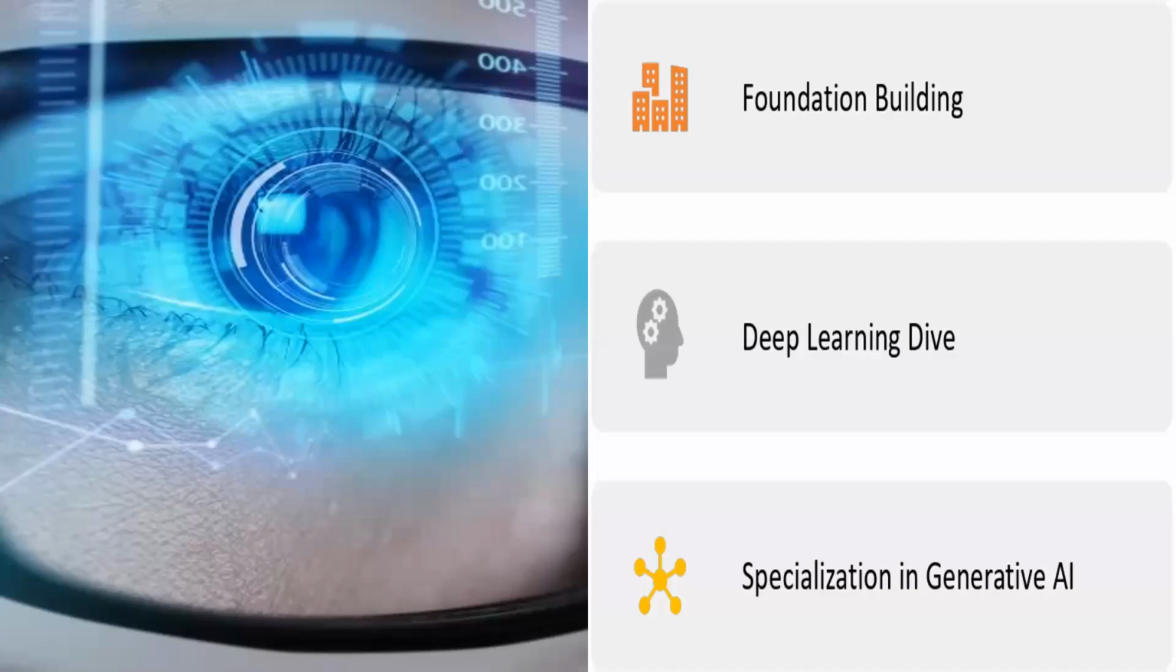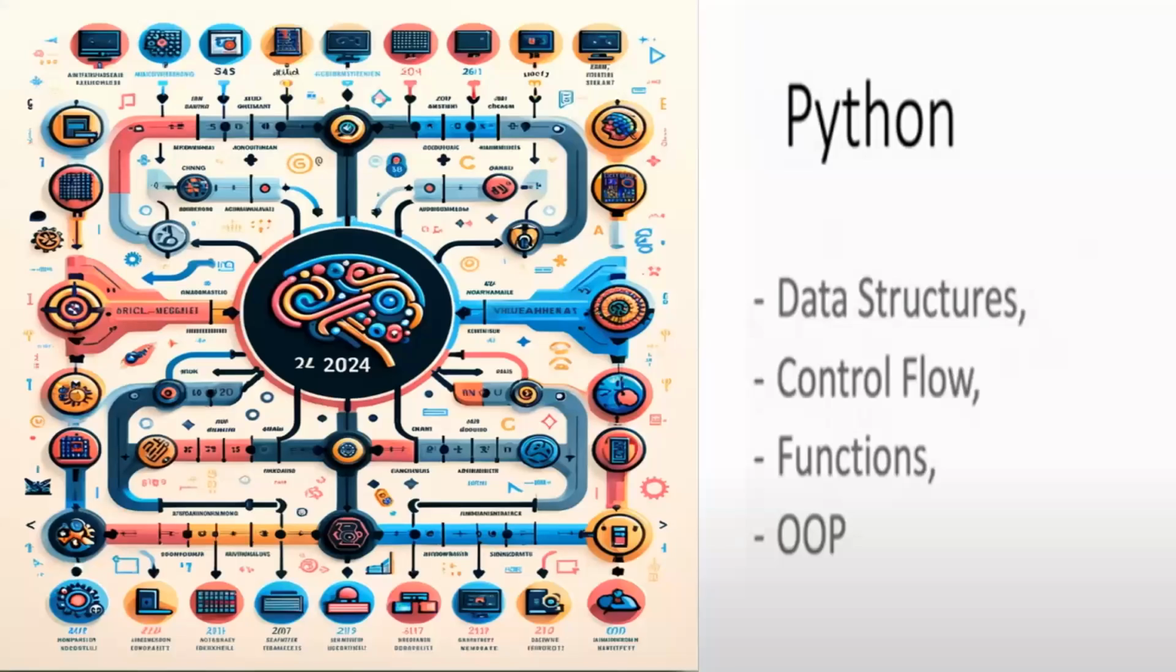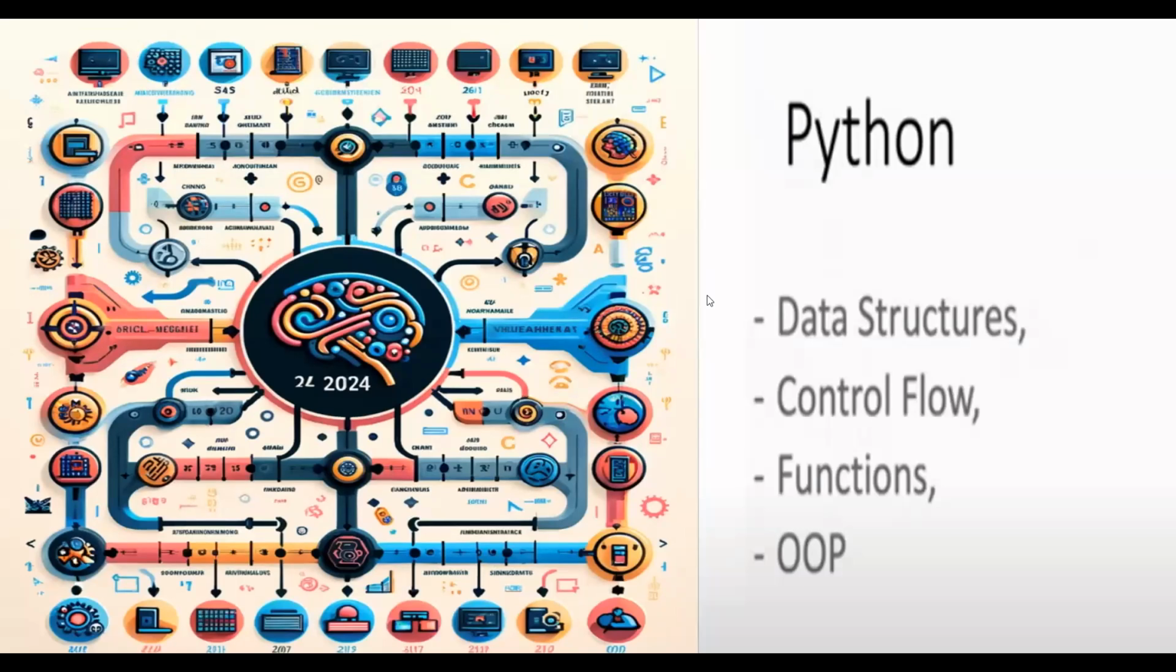So what we have discussed is what we have to learn. I have split this into three types. The first is foundation building, the second is deep learning, and the next is specialization in generative AI. We'll discuss how this will happen. First is the foundation, so we'll discuss what you want to learn in the foundation.